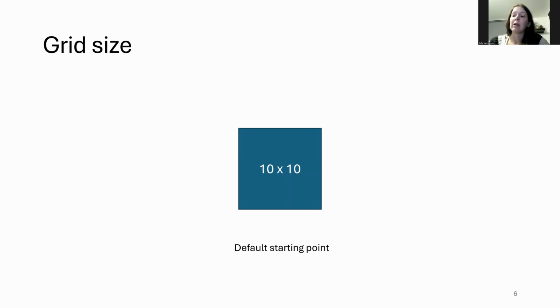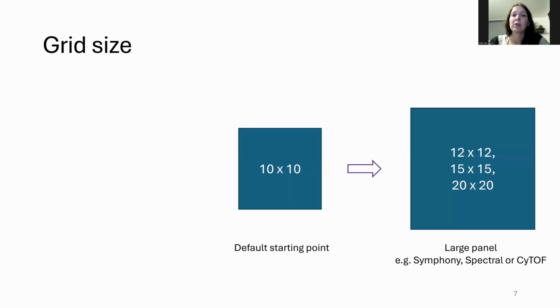If you're working with larger panels, typically you also expect more unique combinations of markers to occur. So if you're working with a 20 color, 30 color, 50 color panel, I would also recommend scaling up your grid. And I typically immediately go to a 15 by 15 grid. I have some colleagues who really prefer the 20 by 20 grid, just to make sure you capture enough of this high dimensional space.